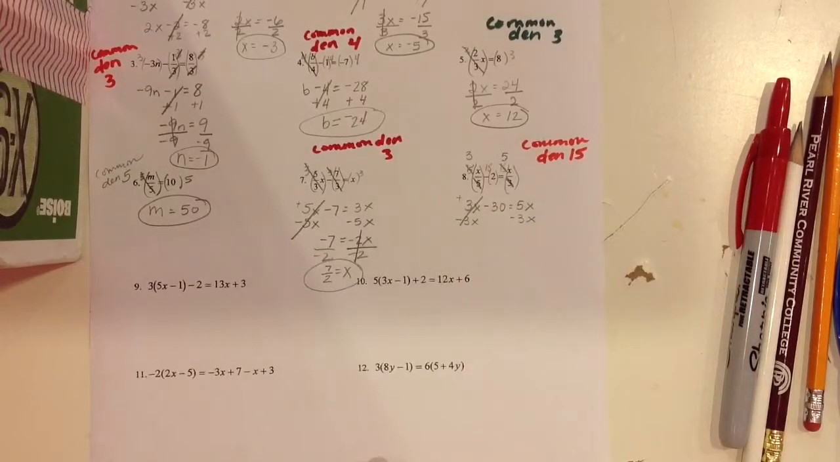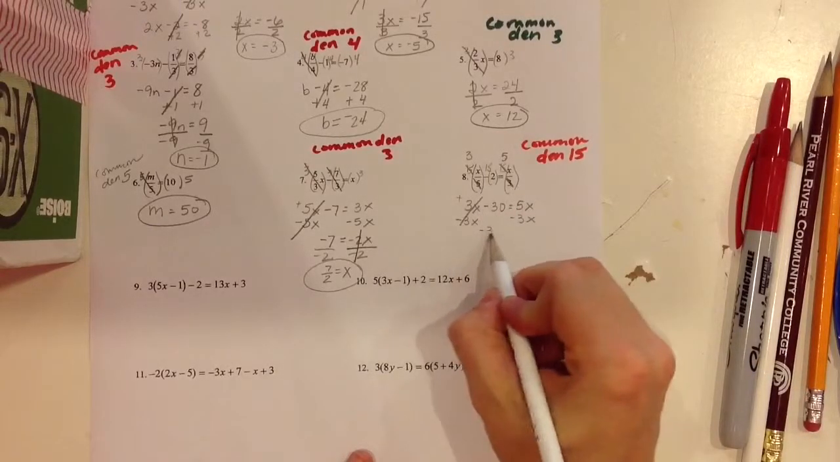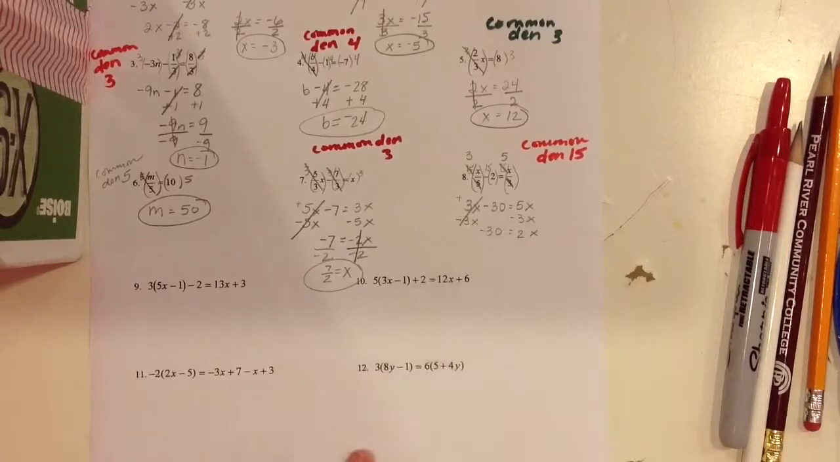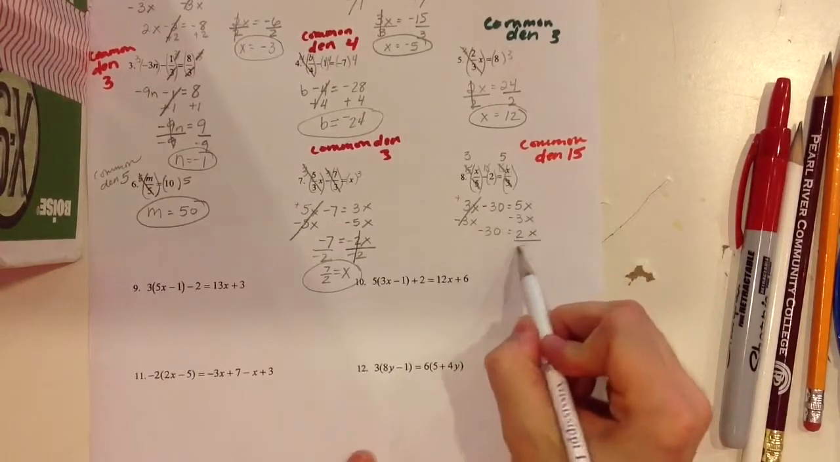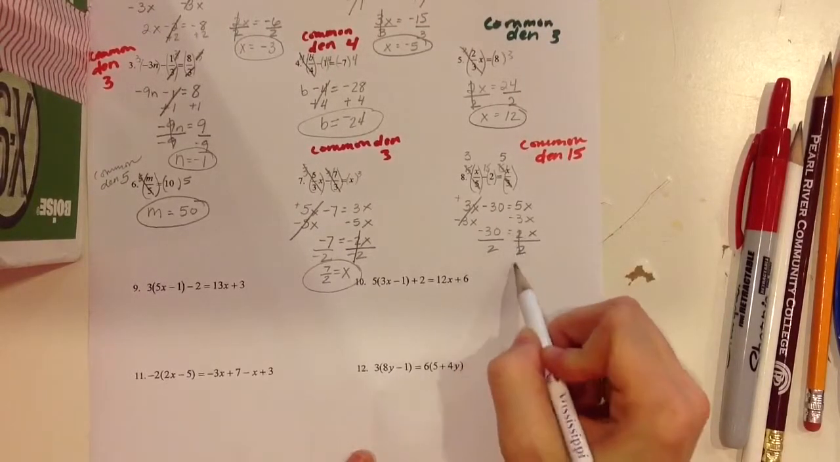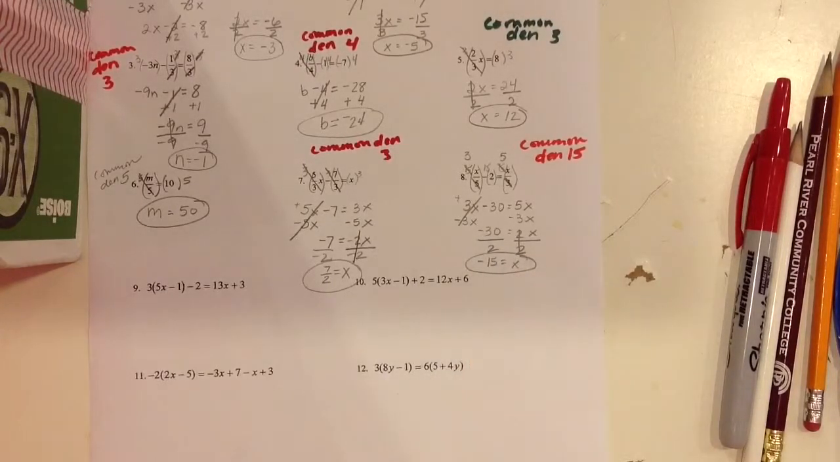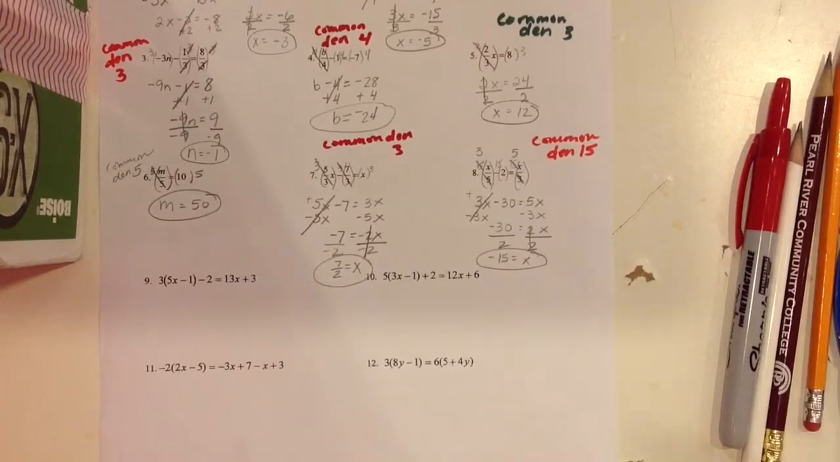Cancels out on the right, on the left side, brings it to the right, so I have negative 30 equals different signs, subtract, take the sign of the bigger number. Here, when I divide both sides by 2, x is going to be a negative 15. And I'm going to pick up on the last 4 on the next video.